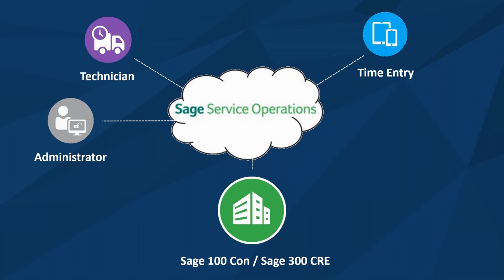In addition, Sage Service Operations can be used for simply tracking time. With the time entry only license, users can get information regarding their work assignments, and then they can punch in and out as well as submit their weekly time cards.